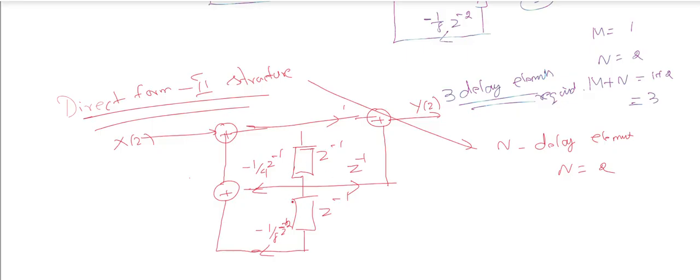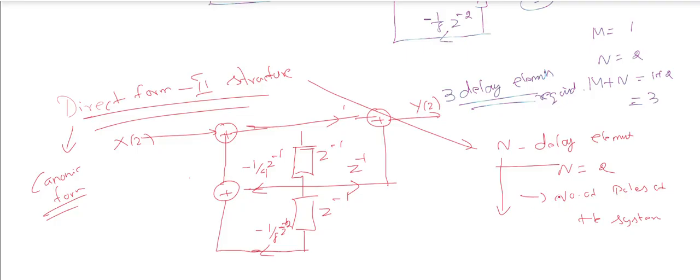So now here the delay element requirement is reduced. n is equal to 2. In the previous case, direct form 1, 3 delay elements are required. In direct form 2 structure, the number of delay elements required is n equal to 2. So this is a canonical structure, canonic form. Canonic form means the number of delay elements is equal to the number of poles of the system. That means n is equal to the number of poles of the system, which is also the order of the system.